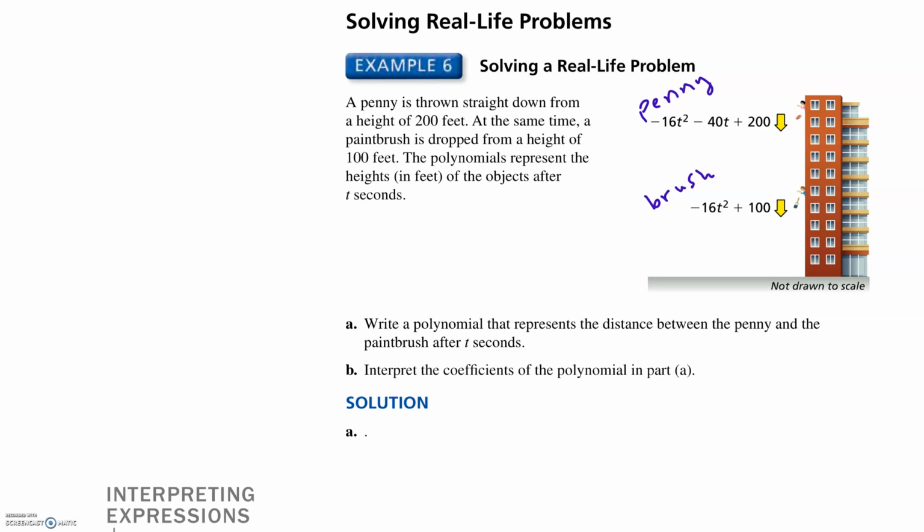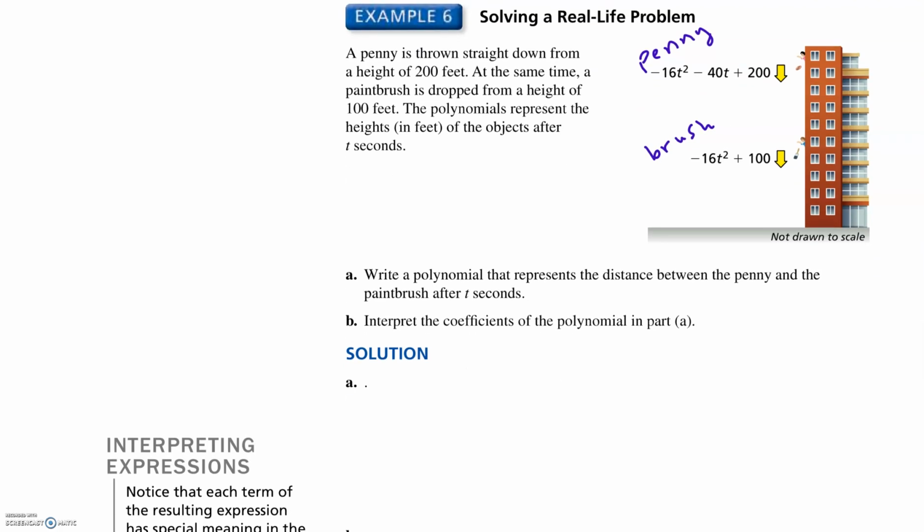I should mention that these are the actual formulas that would be in effect if you threw that penny downward. You actually gave it an initial velocity of 40 feet per second and you just dropped the hairbrush. Those are the actual formulas that you would use to do some calculations, maybe figure out how long it took them to hit the ground or whatever.